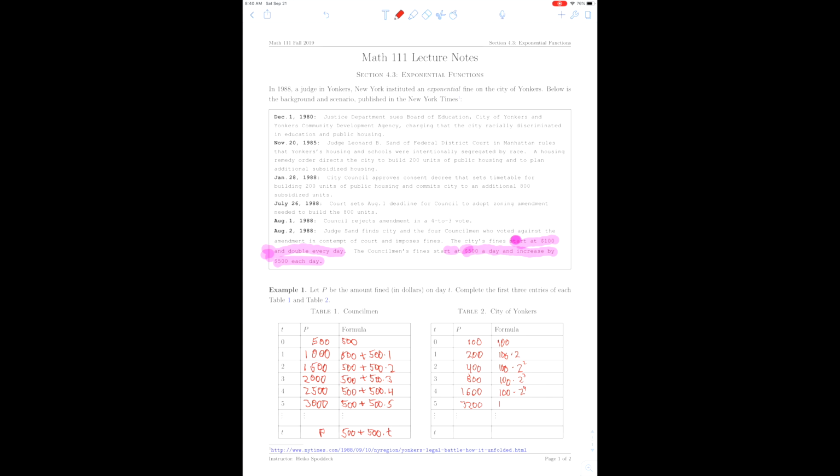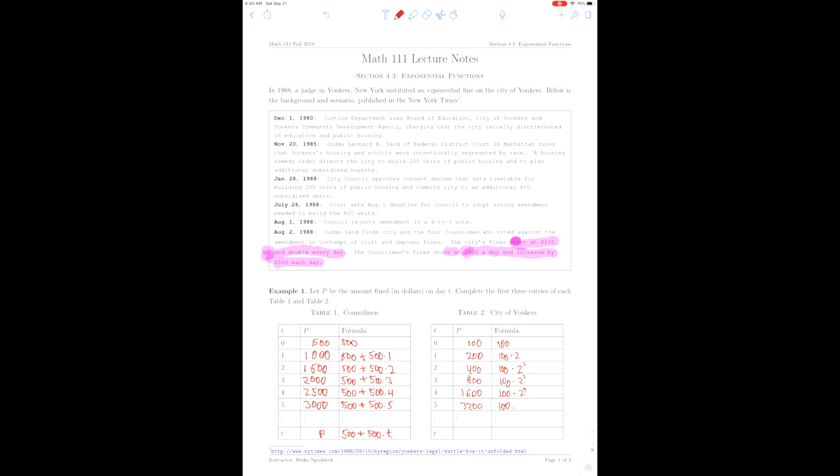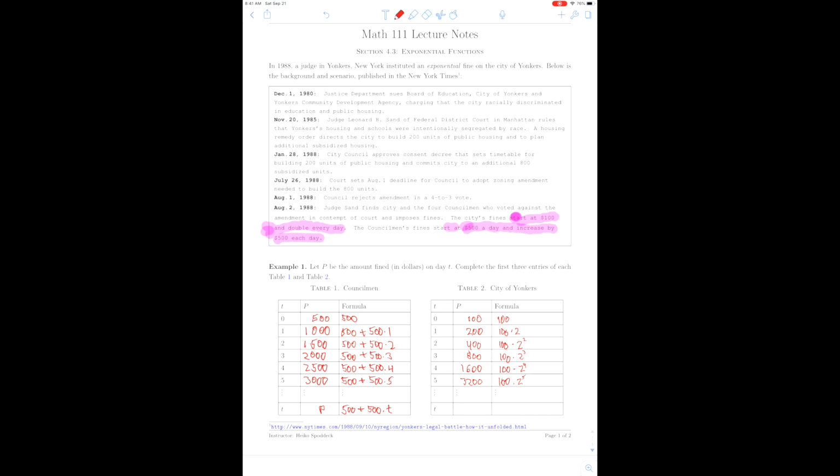And then on our last day, not the last day yet, the city took a lot longer to find out that this is not a good idea to keep paying like this. But to the 2 to the 5th power, and I think you have probably figured out by now what our general formula will be, which is $100 times 2 to the t power.